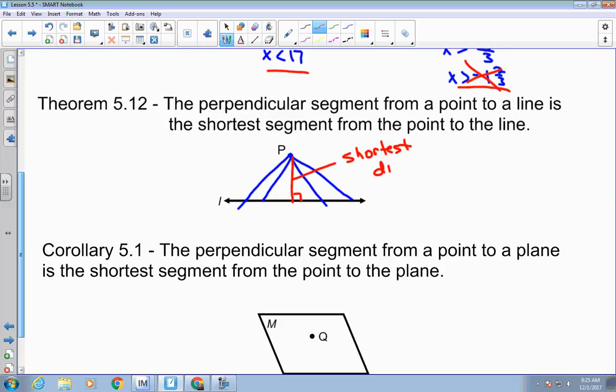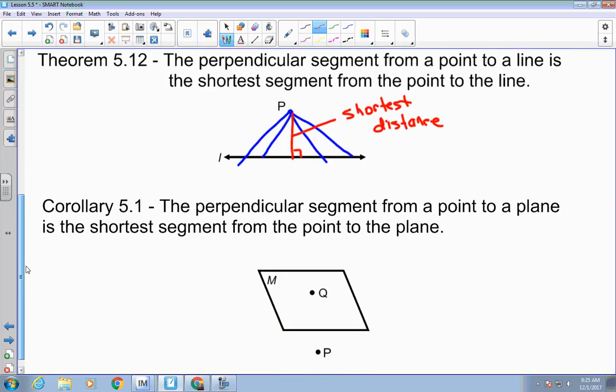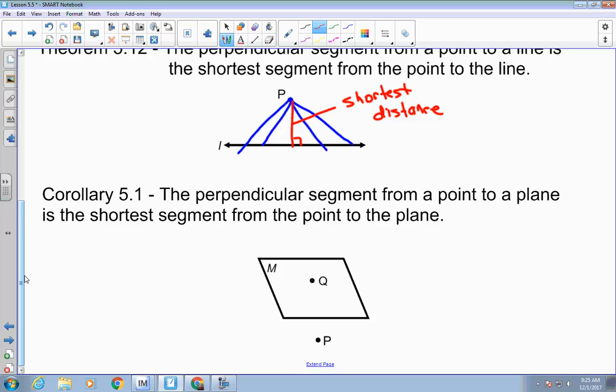And that's what this here is. So it's the true distance from the point to the line. It's also the shortest distance from the point to the line. Okay? And the same thing would be true, this corollary here, from a point to a plane. So if I had a plane up here and I was going to draw the shortest distance, it would be the perpendicular distance. So that again is the shortest. Alright, any questions?